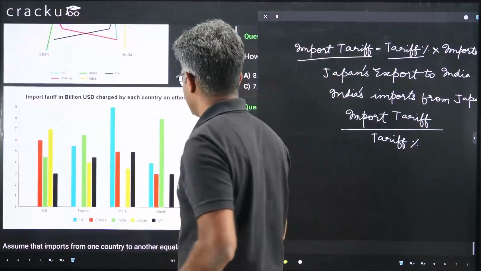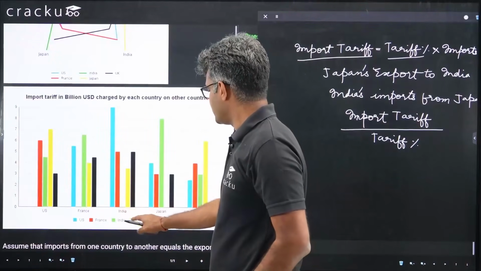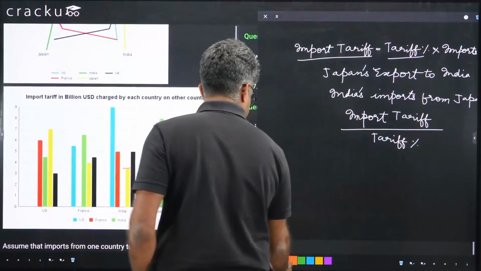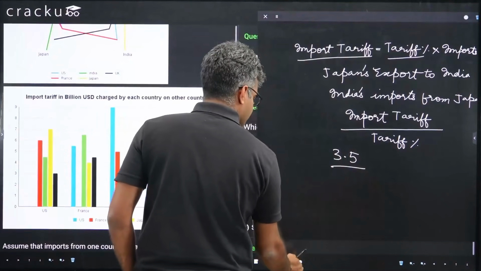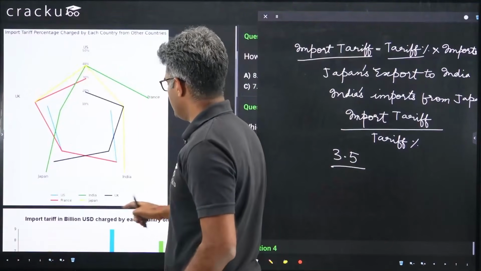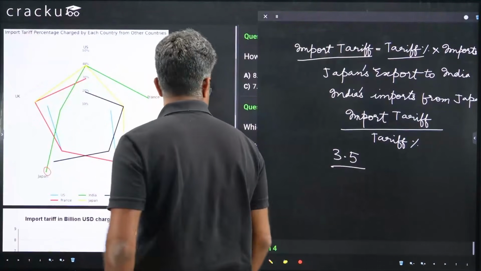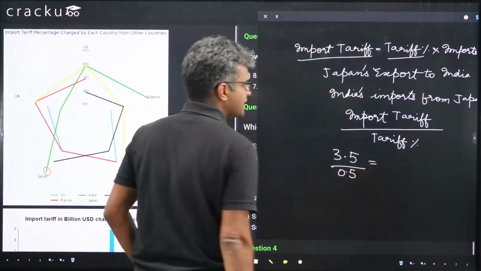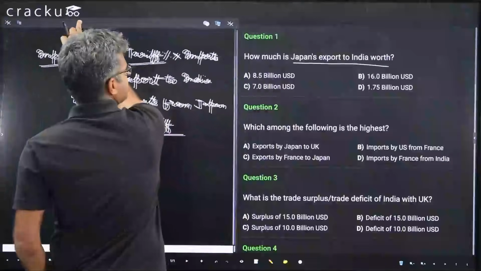If you are looking at it for India, what is the total import tariff that India has imposed? This is India, the color of Japan is yellow, so it will be this one. This is 3.5. So it will be 3.5 is the total import tariff divided by the, what is the total tariff percentage? India's color is green, on Japan will be over here. This is 50%. So this will be 0.5. So the total imports of India from Japan will be $7 billion, which will be option C.